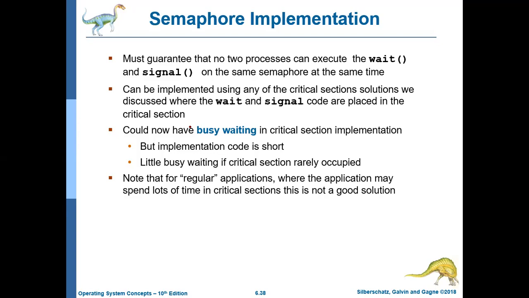But the implementation code is short, with little busy waiting if the critical section is rarely occupied. If you are using your critical section very rarely, then it will be okay. Busy waiting will not take so much time. But if in your code there are so many critical section parts again and again, your system needs to use that busy waiting and it will be busy all the time. That will not be good for you. Note that for regular applications, where the application may spend a lot of time in critical sections, this is not a good solution.